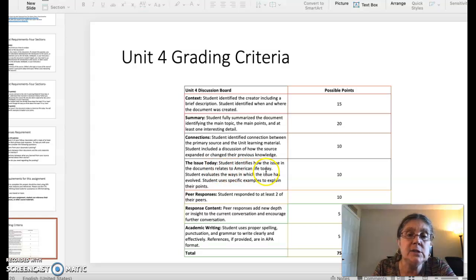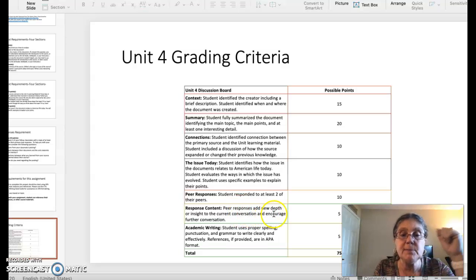Okay, issue today: student identifies how the issue in the document relates to American life today. Student evaluates the ways in which the issue has evolved. Student uses specific examples to explain their points. My comments, how many points out of 10? Peer response: student responded to at least 2 of his or her peers. You respond to 2 of your classmates with 100-word responses. By the 30th, you will get your 10 points.